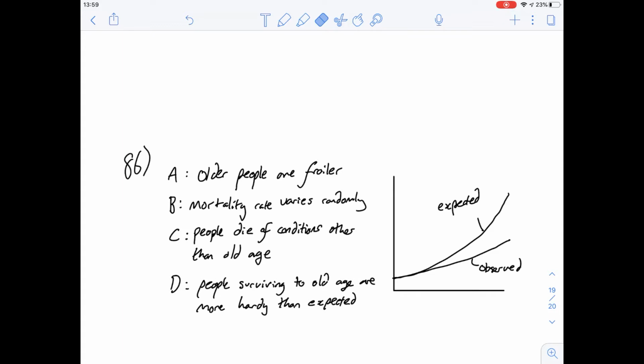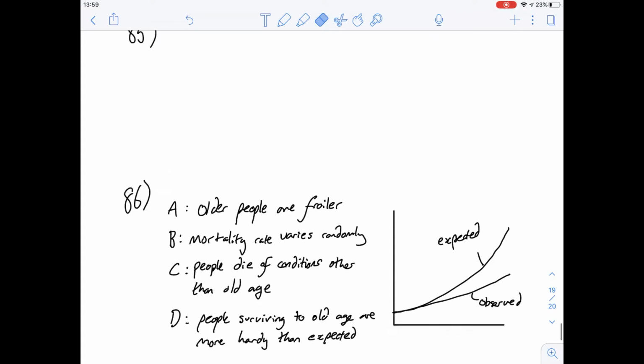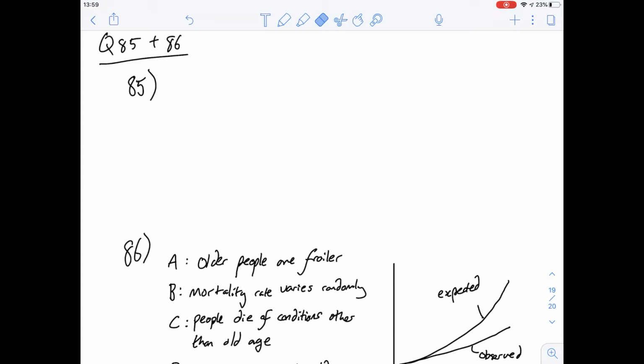The expected one comes from this thing called Gompertz's law, and we're told that that means that the chance of an animal dying during adulthood rises exponentially with age. Okay, so then the expected line comes in after age 95.